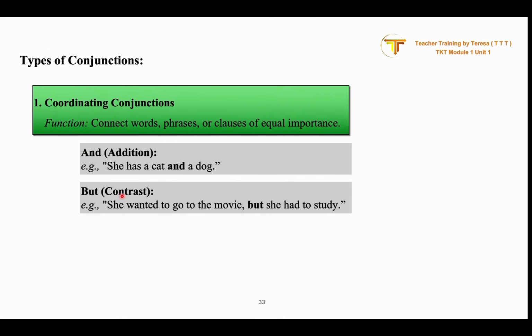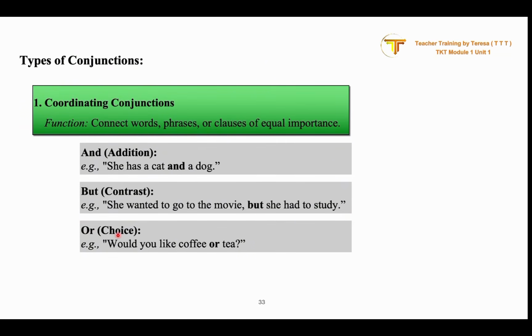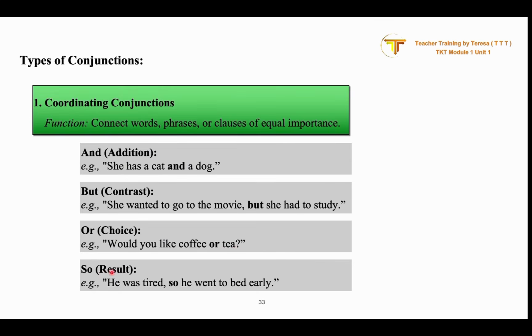But, contrast. She wanted to go to the movie, but she had to study. Or, choice. Would you like coffee or tea? So, result. He was tired, so he went to bed early.